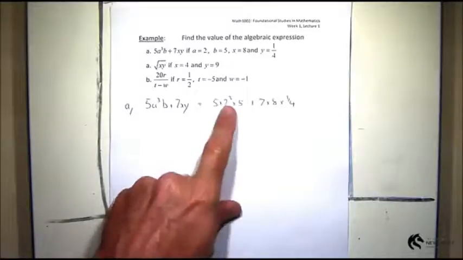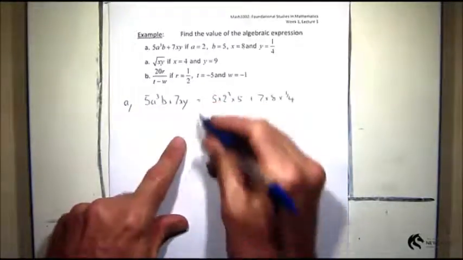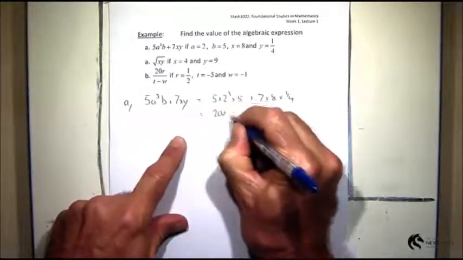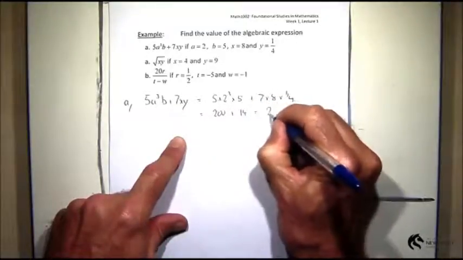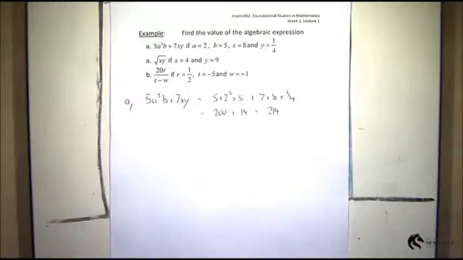So what have we got here? We've got 8 times 25, that's 200, plus 2 times 7 is 14, so I end up there with 214 as my substitution.